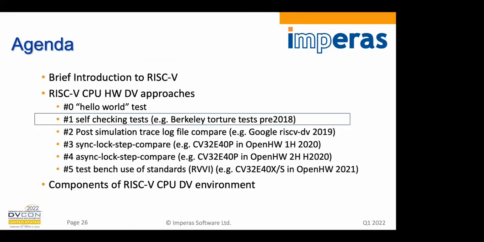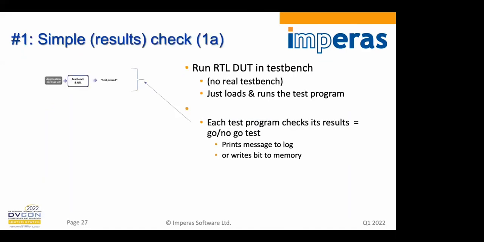Let's talk about the next one, self-checking tests. This is where you basically have a program, some form of test bench, an RTL, or maybe an FPGA or something, and you get some data out of it. You load up a program and run it, and it often will check its own results. So it'll do an addition and say, well, I should get this result in another register, and maybe it writes a bit into memory or writes a log.